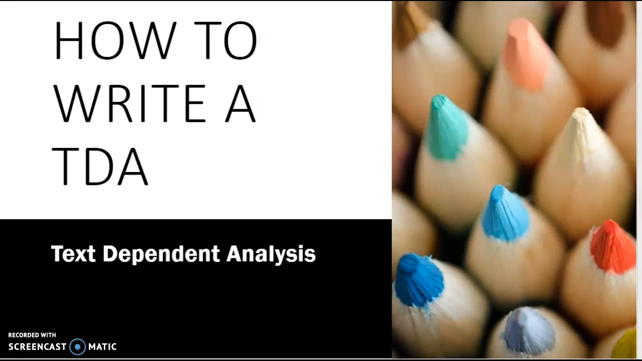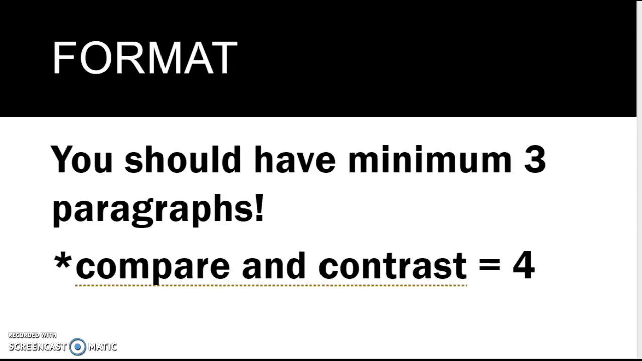Okay, so we are going to look at the parts of it and then we're just going to hone in on writing a thesis. Your format should have a minimum of 3 paragraphs. If they're asking you to compare and contrast two texts, then you should probably have 4: 1 paragraph for compare, 1 for contrast, an introduction, and a body. However, most of the time you'll have a minimum of 3. You guys are probably used to writing 5 or 6 paragraph essays. You do not have to do that.